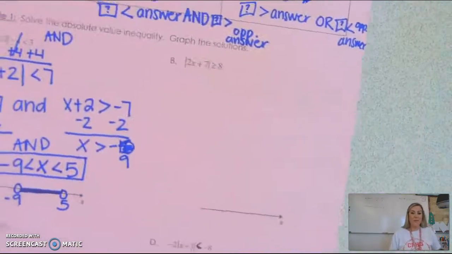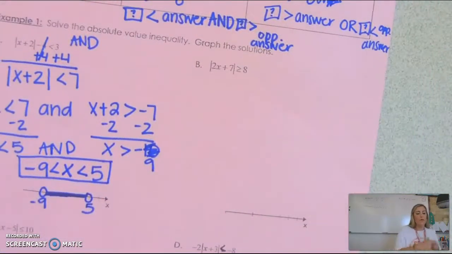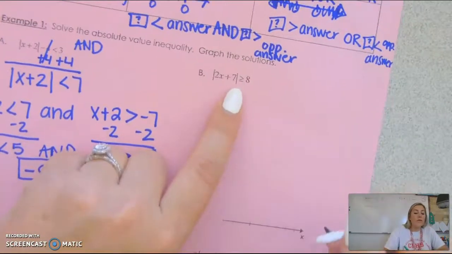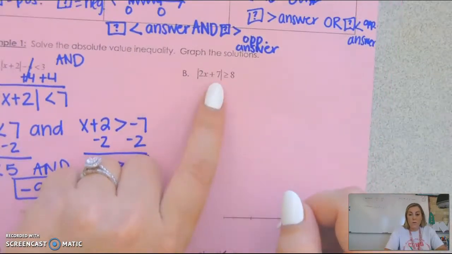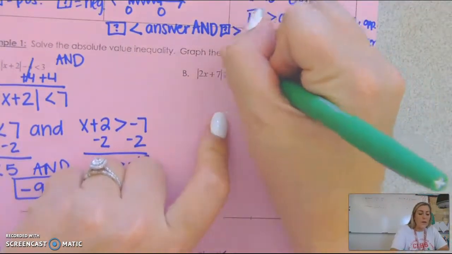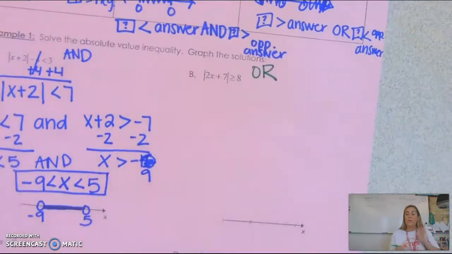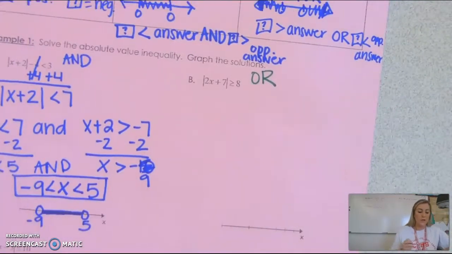All right, let's do B. So B has a different sign. It's greater or equal to. My absolute value is already by itself, so we don't have to do any other work, and we know that since it's greater, this is going to be an OR equation.